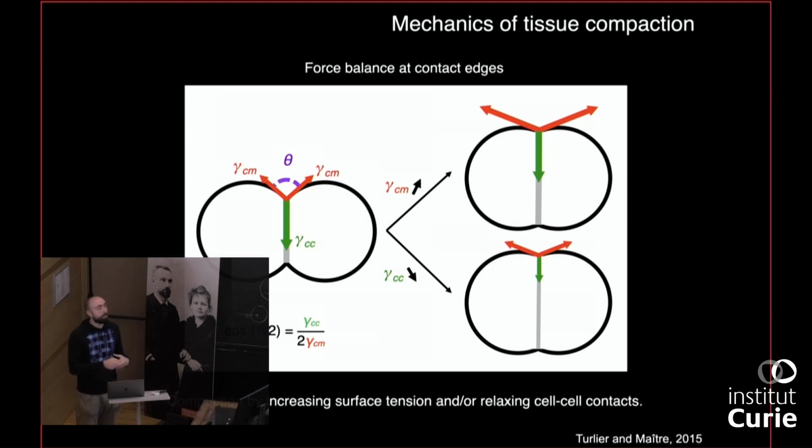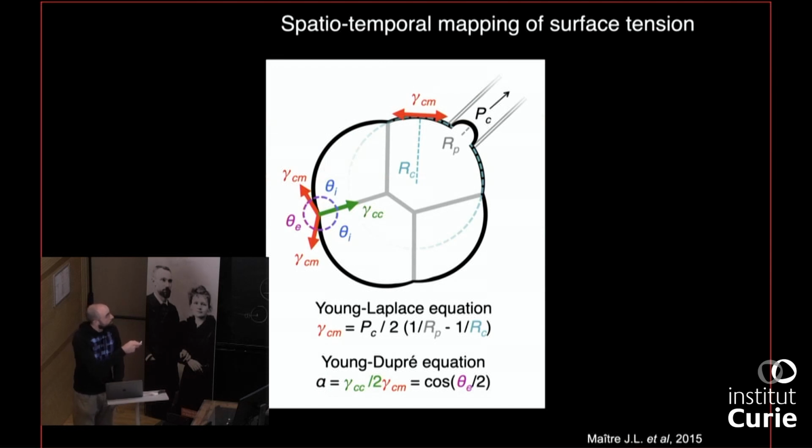And so all we need to do now is measure those surface tensions and the angles of contact. The way we measure the surface tension is by micropipette aspiration. I don't know how many of you are familiar with this, but basically we use a pipette to apply pressure at the surface of the cell. And when the deformation here corresponds to a hemisphere, we can apply the Laplace law, and it relates the surface tension gamma cm to the pressure of the pipette and the shape of the pipette and the shape of the cell.